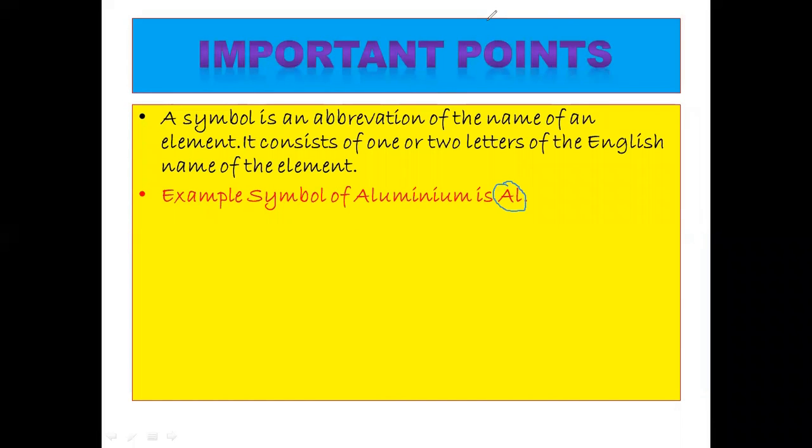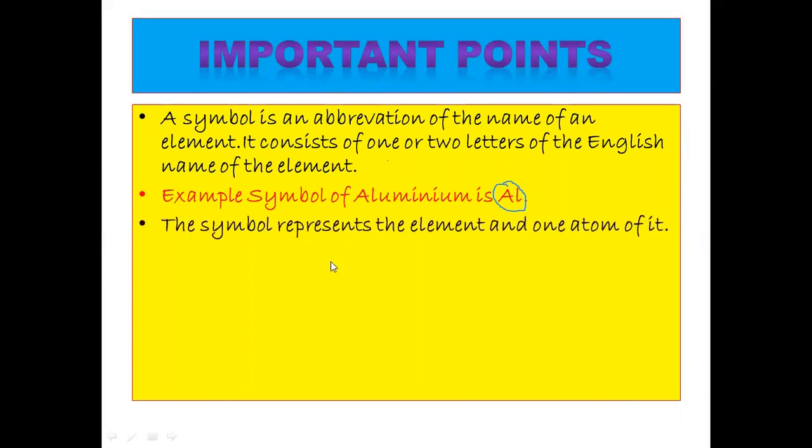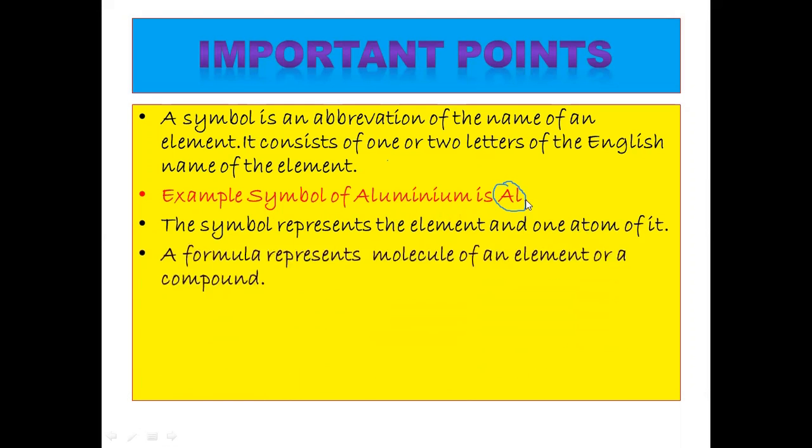Then moving further, we have the next point, that is, the symbol represents the element and one atom of it. So here Al is a symbol of aluminium. So it also represents one atom of aluminium. Either I can say that it is representing aluminium or it represents one atom of aluminium.